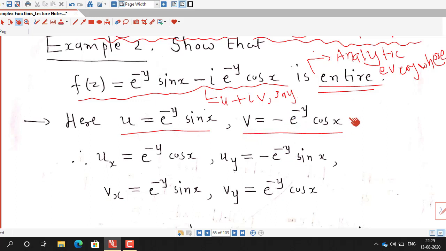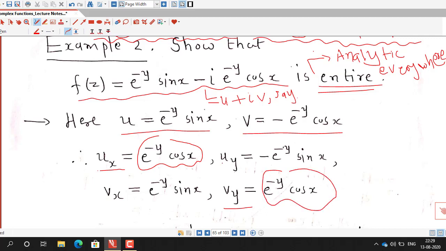V is e raised to minus y into cos x, so del v by del x will be minus e raised to minus y into derivative of cos x, which is minus sin x. So minus minus will get plus, and derivative with respect to y, cos x is constant and derivative of e raised to minus y is minus e raised to minus y. So it will be plus here. Now we have to check whether ux and vy are equal. So here we can see ux and vy are equal at every point.